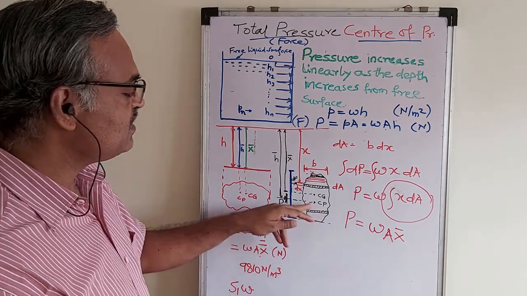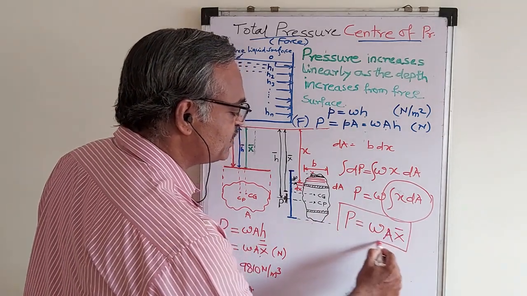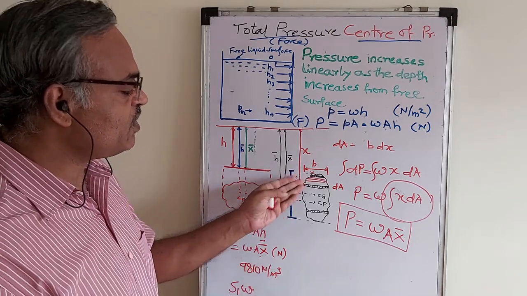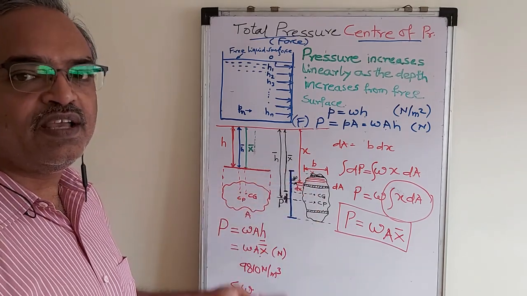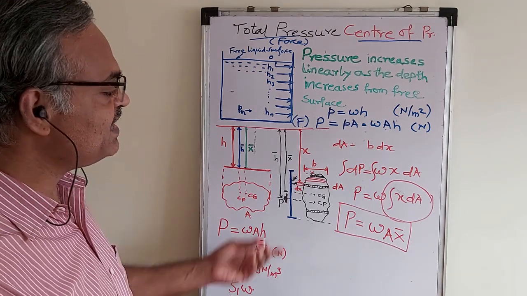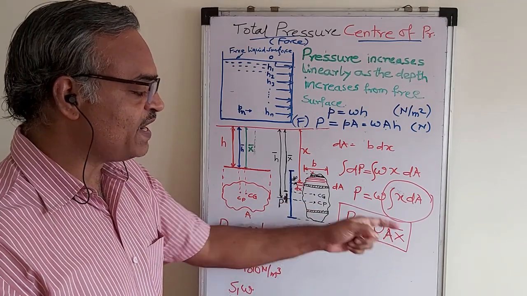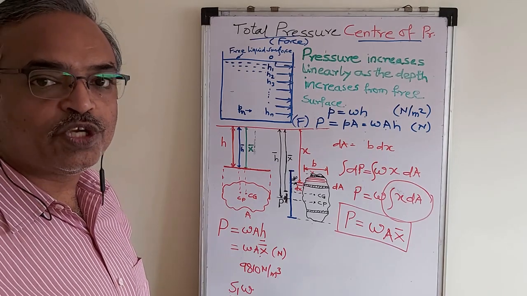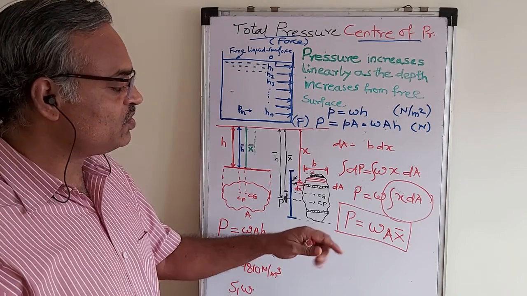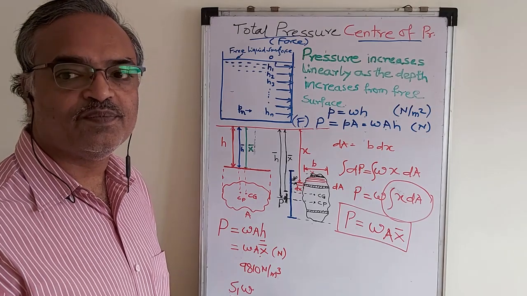So x bar is the distance of CG from the free surface. So again, the formula for total pressure becomes W A x bar. We have purposely taken an irregular shape body. If it is a regular shape body like circle, rectangle, triangle, then we know the formula to calculate area, to find out the location of CG, and then the x bar. So that becomes very easy. So this is the formula for total pressure acting on the body.